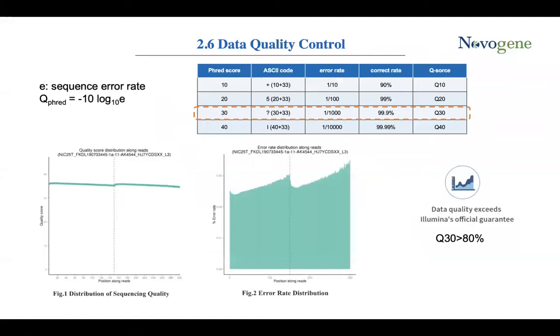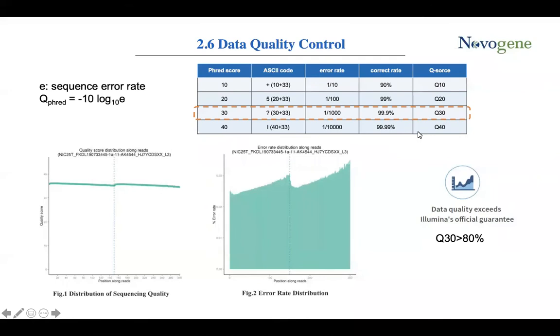And after sequencing, we will move to data quality control. And here we label E as the sequencing error rate. Then the Q phred, which is the phred quality, can be written as -10 multiplied by the logarithm of E with base 10. So if the phred quality or phred score is 30, which means the error rate is 1 of 1,000, then the correct rate will be 99.9%, and we call this Q30.